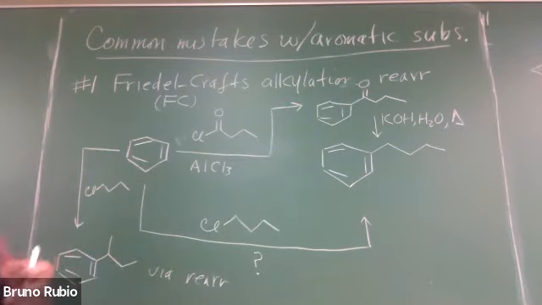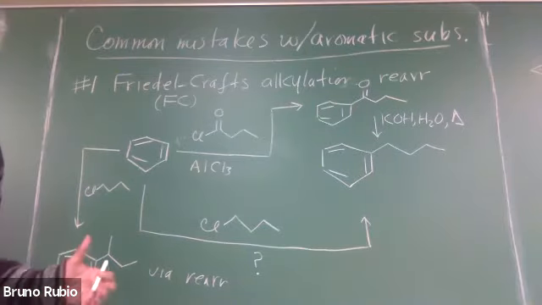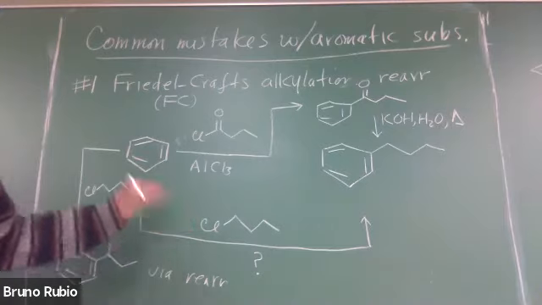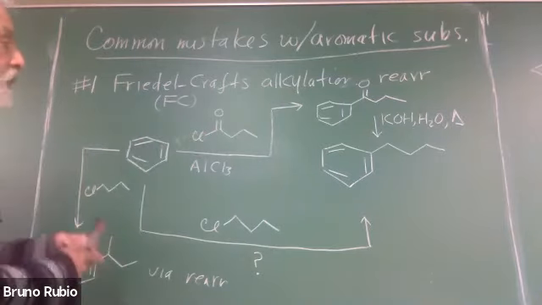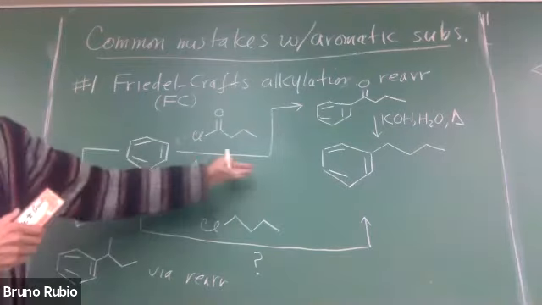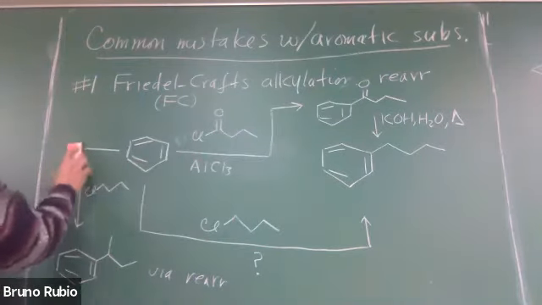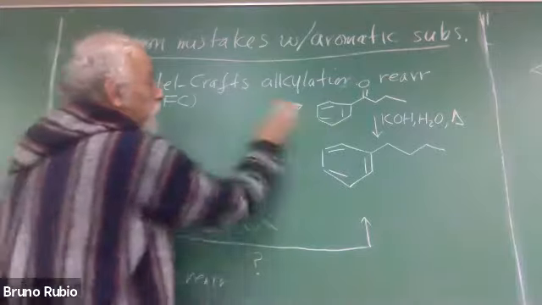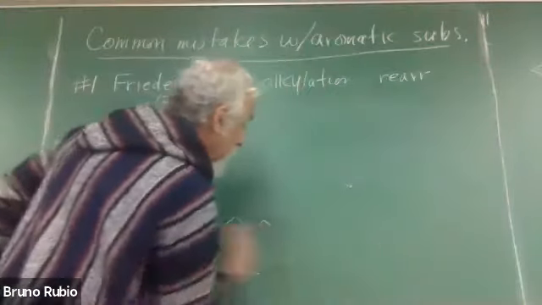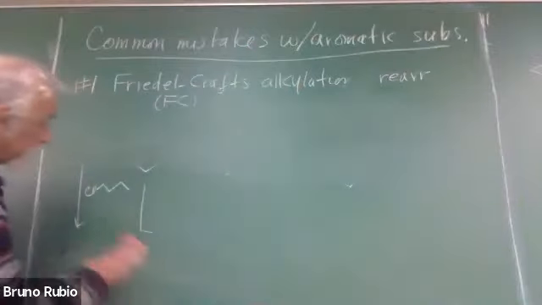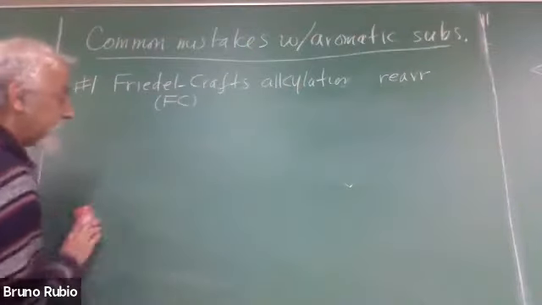Now, if you're trying to make a molecule where the carbocation is not going to rearrange, then this isn't a problem. You wouldn't have to acylate and then reduce. Okay, so I'll show you an example of something where the rearrangement is going to be very unlikely.